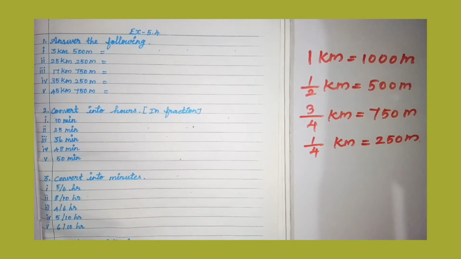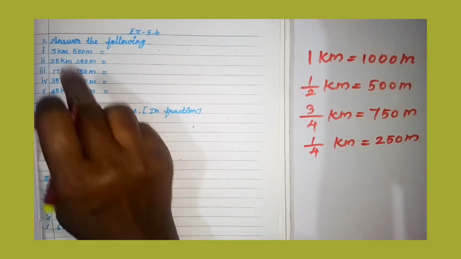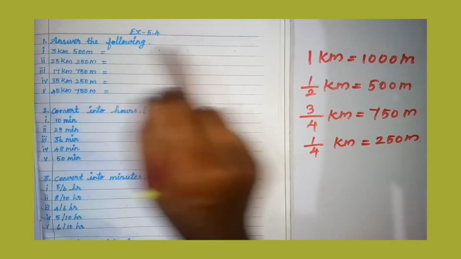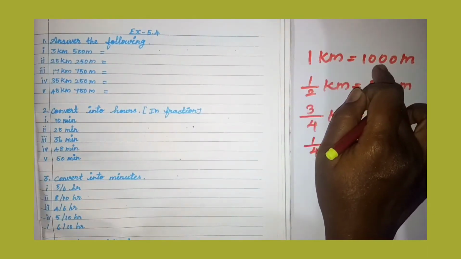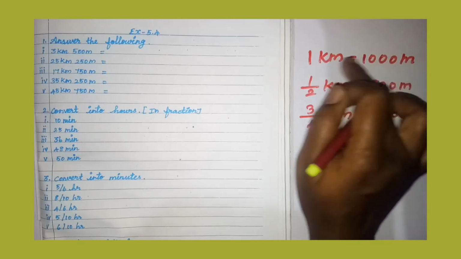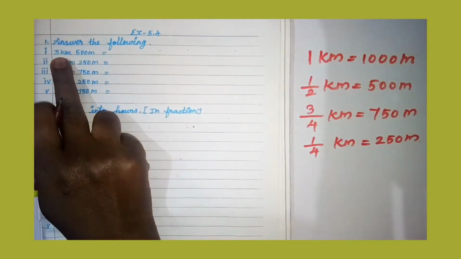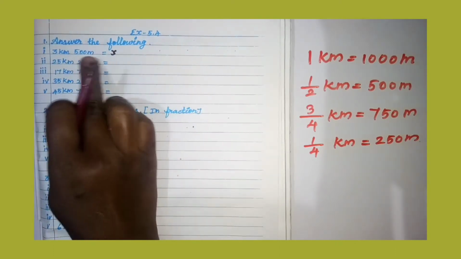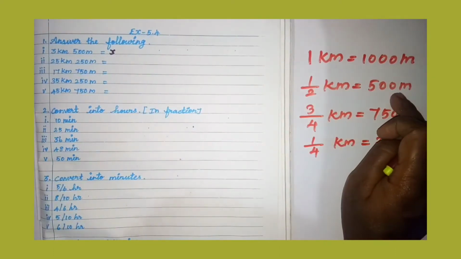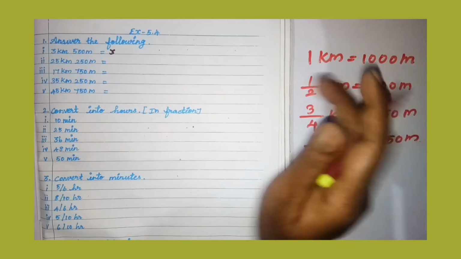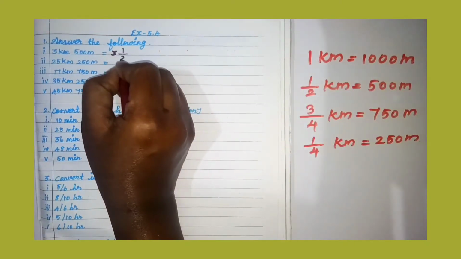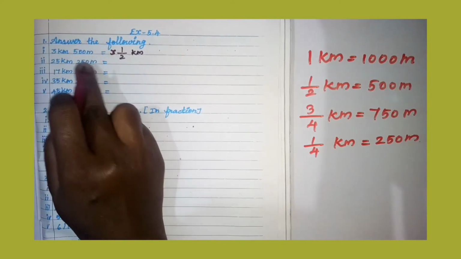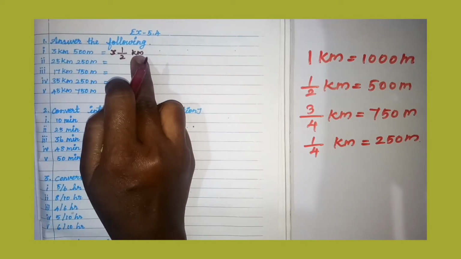Now we have to use this formula in this sum. First one, 3 kilometer 500 meter. So now change this value. 3 kilometer, 1 kilometer is equal to 1000 meter means, so already the value is given in kilometer. So this one 3, 500 meter. So 500 meter means we write half kilometer. So we write 1/2 kilometer. So 3 kilometer, this 500 we have to change to 1/2 kilometer.